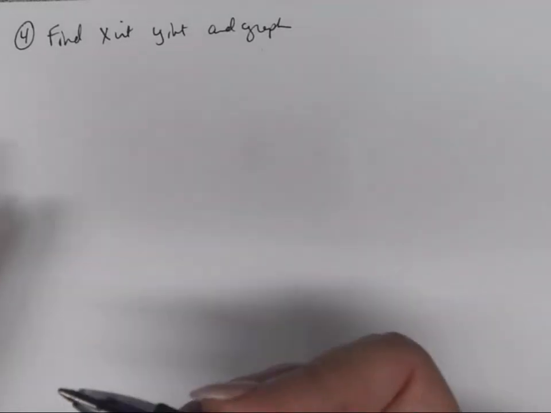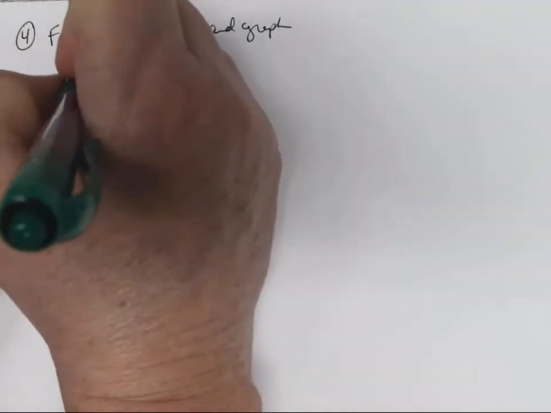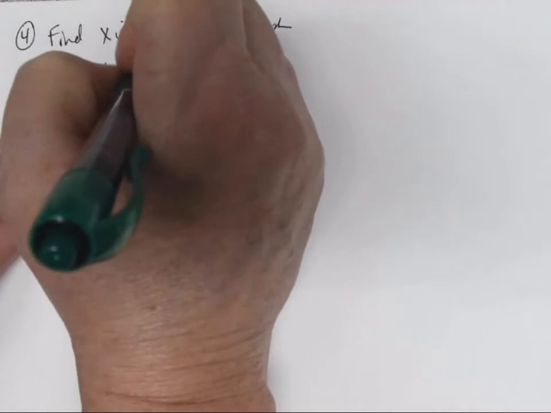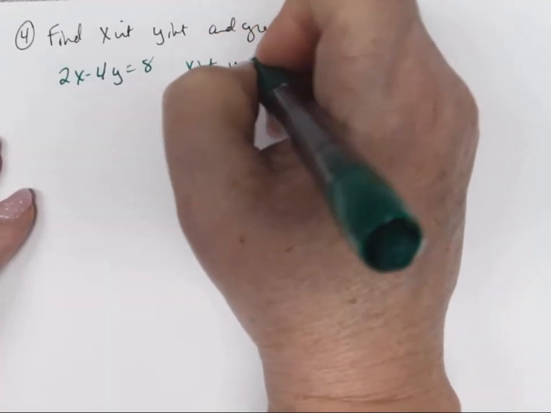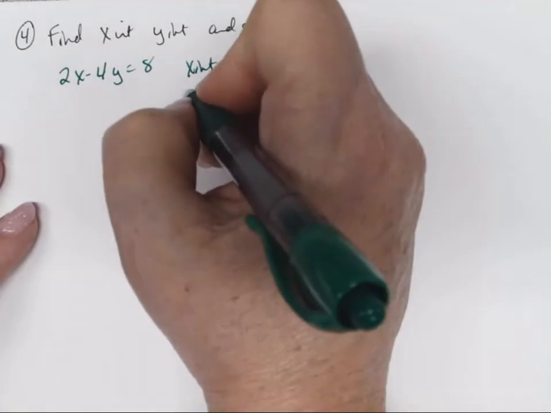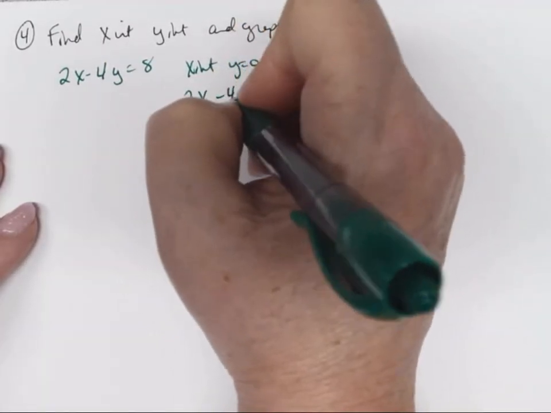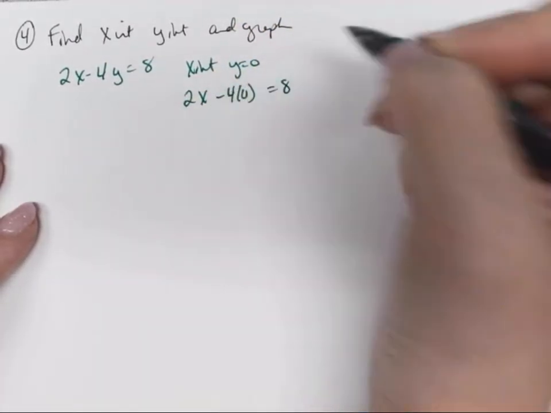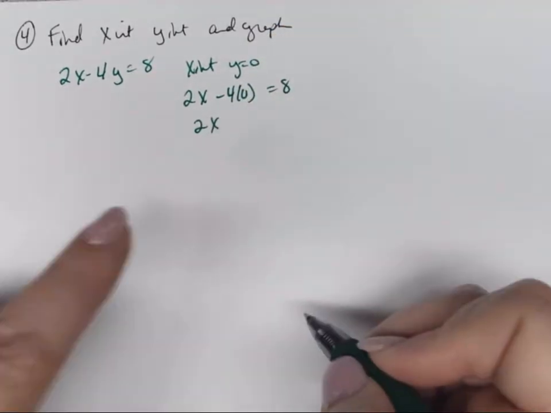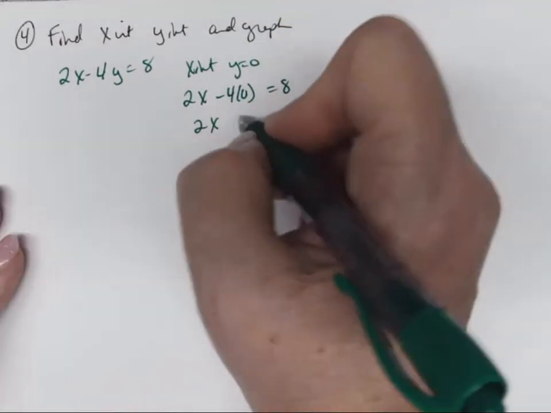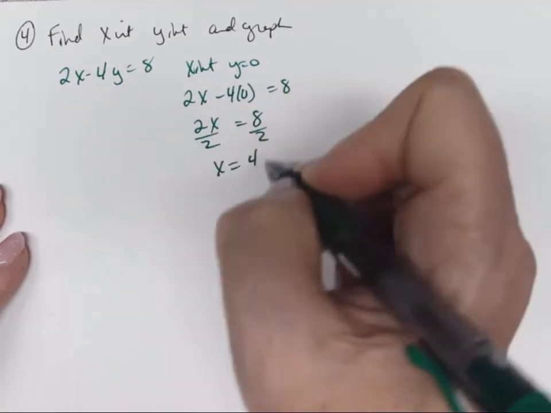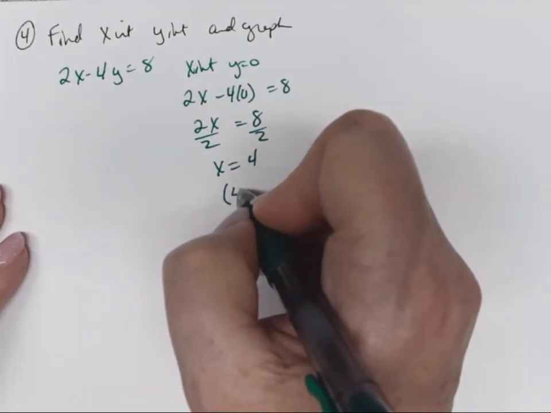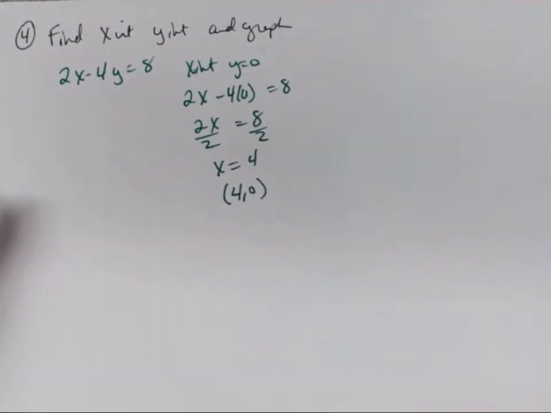And here is our function. So 2x minus 4y is equal to 8. So to find the x-intercept, y is equal to 0. So 2x minus 4 times 0 equals 8. Well, anything times 0 goes away, so 2x will be equal to 8. Divide by 2. X equals 4, so my point will be 4, 0.